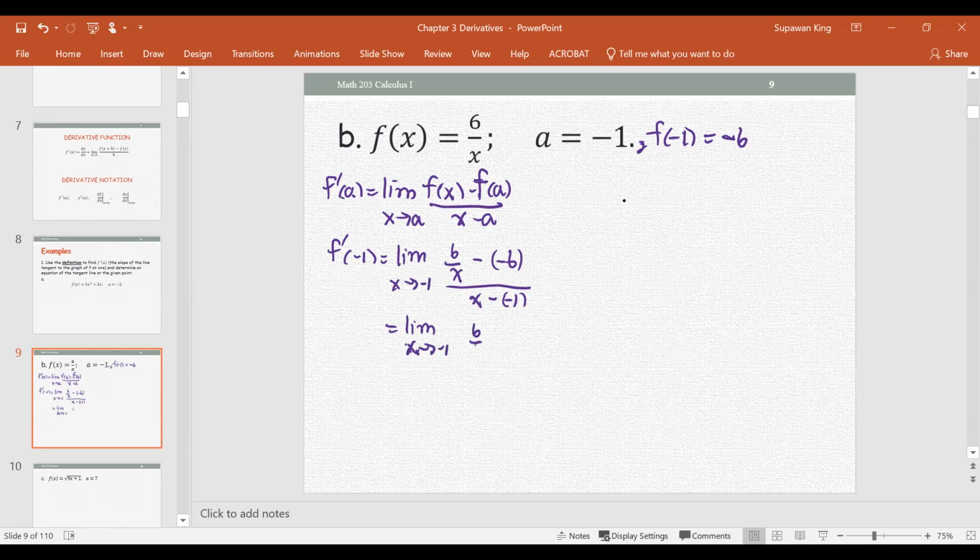You get 6 over x plus 6, divided by x plus 1, which is the same as multiplying by the reciprocal, which is 1 over x plus 1. In the numerator, 6 over x plus 6, we see the common factor 6. Factor it out to be 6 multiplied by the quantity 1 over x plus 1, and then multiplied by 1 over x plus 1 as x approaches -1.